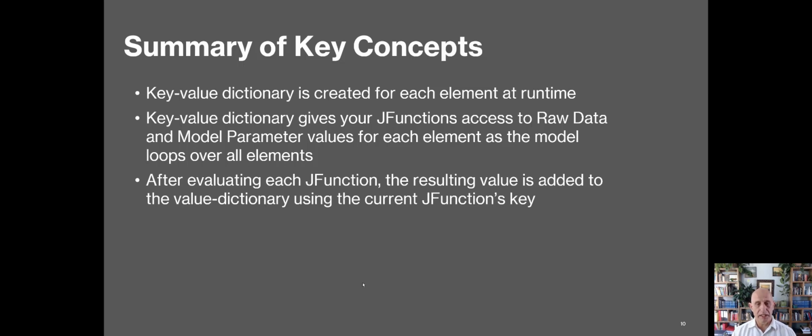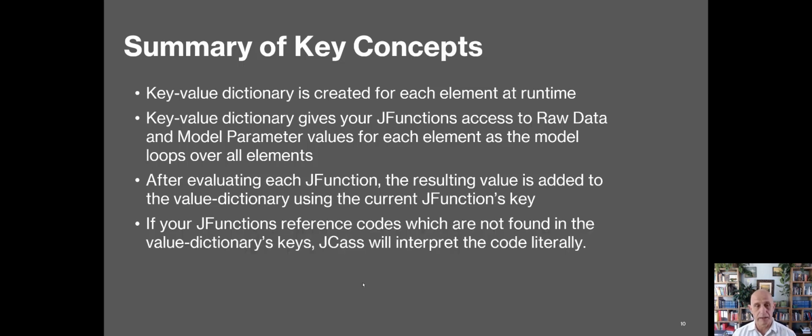After evaluating each J function, the resulting value, the value that comes out of the J function, is added to the value dictionary using that current J function's key. If your J function reference codes, in other words, the codes that appear in the definition of the J function, if those codes are not found in the value dictionary keys, then JCass will interpret the code literally. So that's a very important concept to consider.